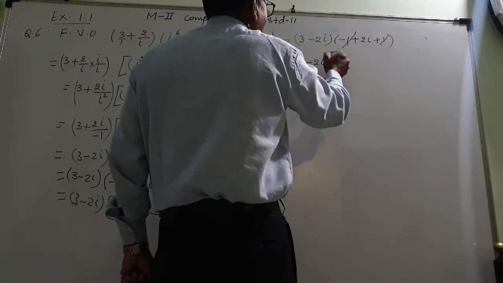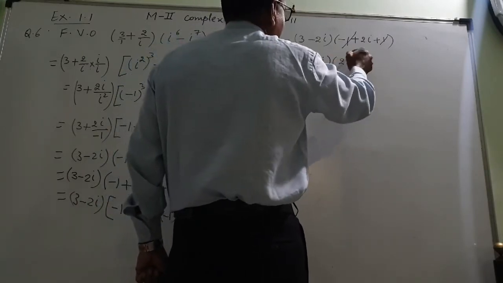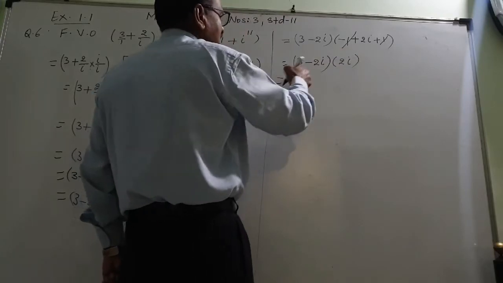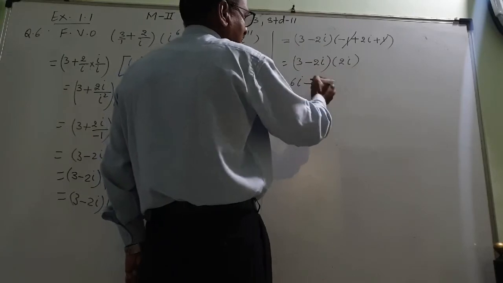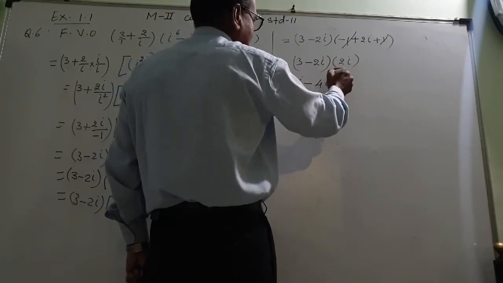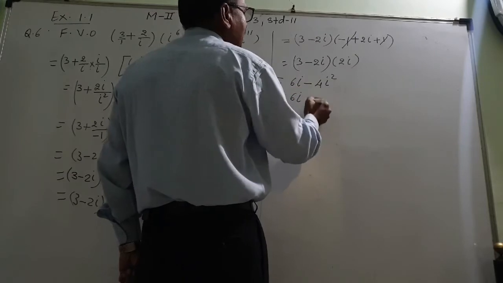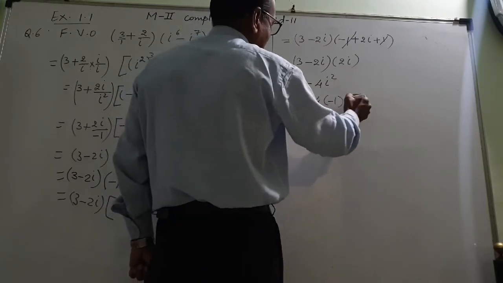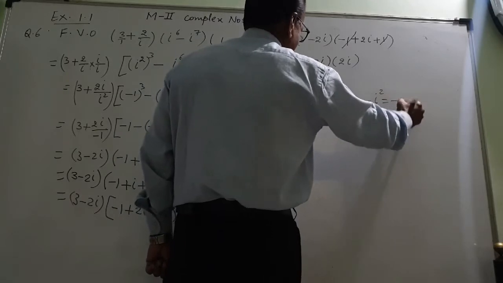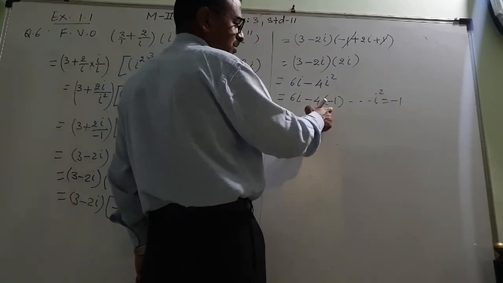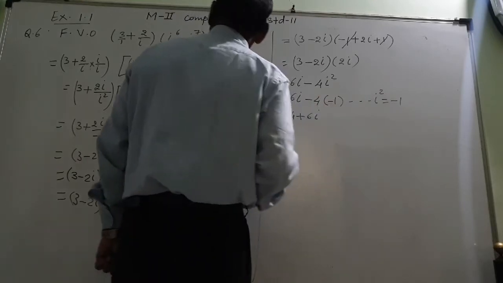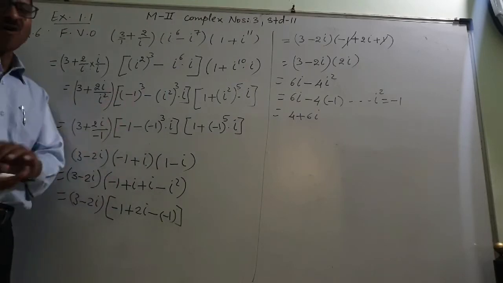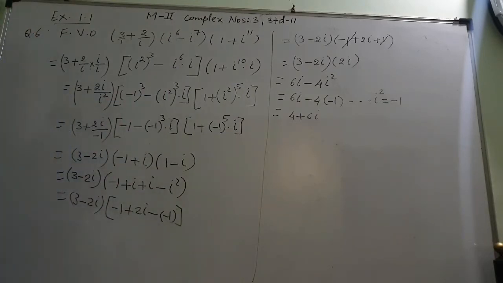3 minus 2i into 2i. This is remaining. Now multiply by this. 3 into 2i is 6i, and this minus 4i square. That is equal to 6i minus 4 into minus 1. i square means minus 1. So that is equal to 6i minus 1 into minus 4 plus. So 4 plus 6i. This is the value we were asked to find. That is the value of it. So it was given as complicated.